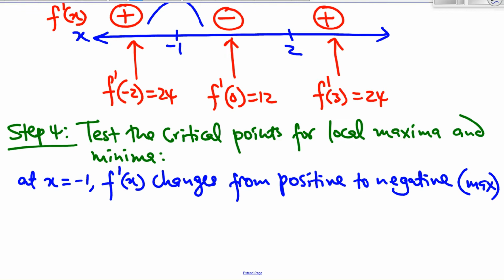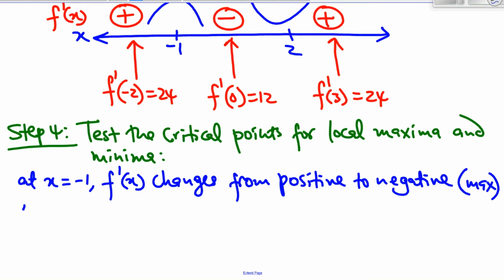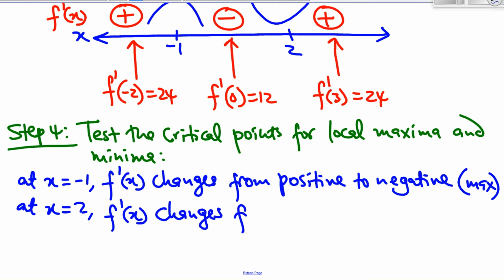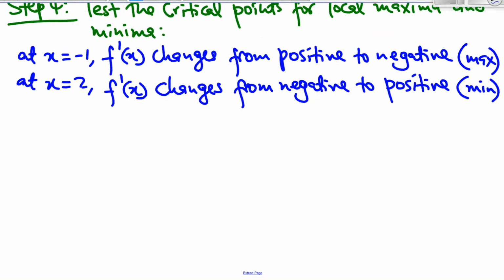Okay. How about at x is equal to 2? We can see that here we are going downhill and then uphill. Which means that should be a minimum point. So at x is equal to 2, f dash x changes from negative to positive, which means this is a minimum point. Okay, so we have identified the maximum and minimum.